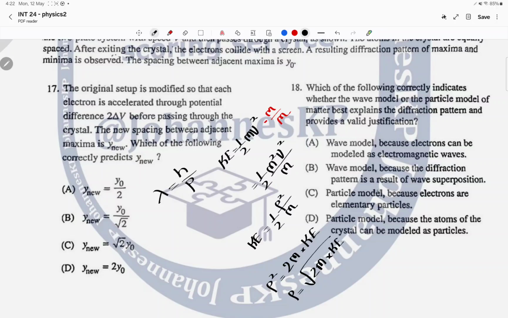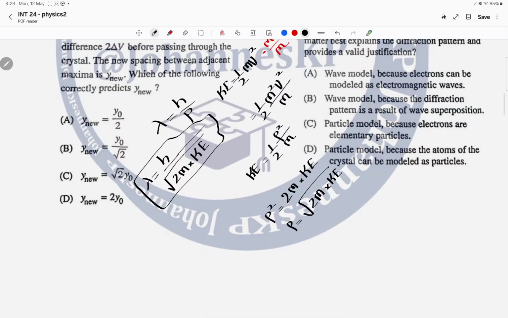Right? So now lambda is equal to h over the square root of 2m KE, right? Now how about KE? KE is equal to q delta V. You must know that. And so if delta V got doubled, K also gets doubled. Okay. So lambda is going to be inversely proportional to the square root of 2. So this increases, this decreases.